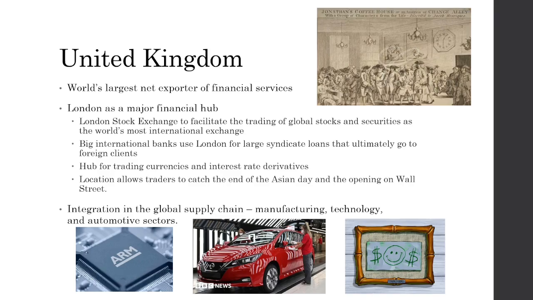I think this is a Nissan. I can't tell what the image is, but there's a lot of big automobile companies being manufactured in the United Kingdom. And this has integrated the United Kingdom into a global supply chain as they receive these parts and then sell the vehicles.